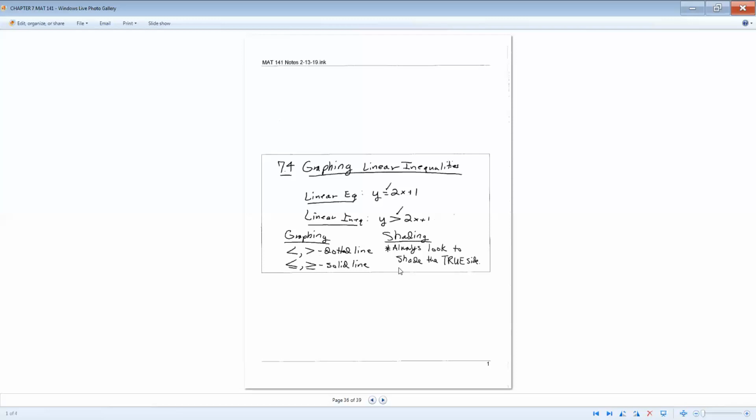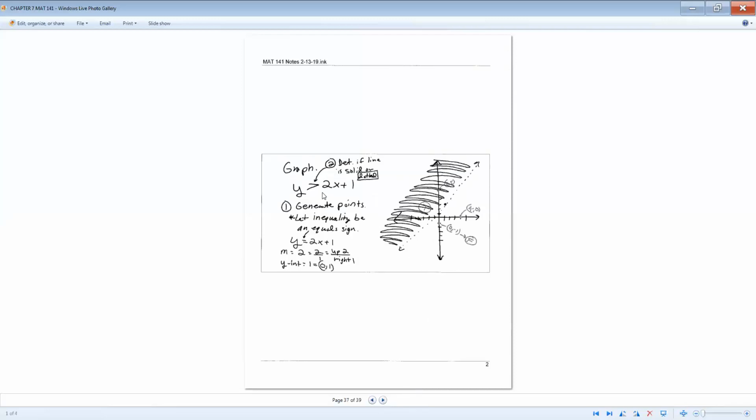Then we're also going to have to shade, and we're always looking to shade the true side. So let's look at what that means. Let's say I have y is greater than 2x plus 1. First, I'm going to generate points as if this was an equal sign. So I can use my slope method, I can use my intercepts, or I can use my XY chart.